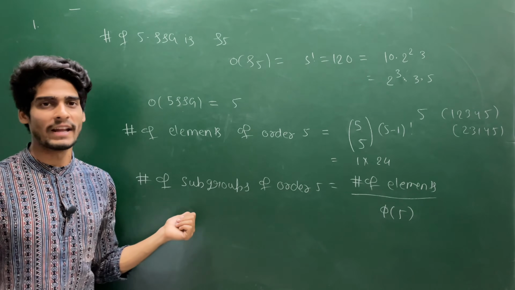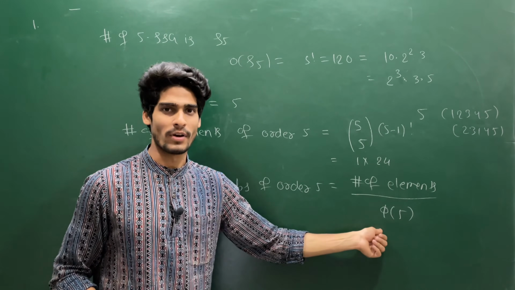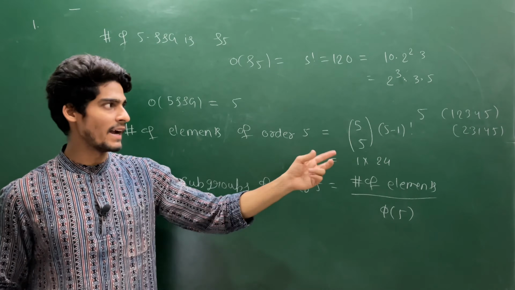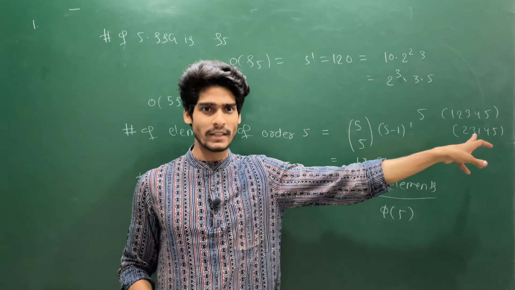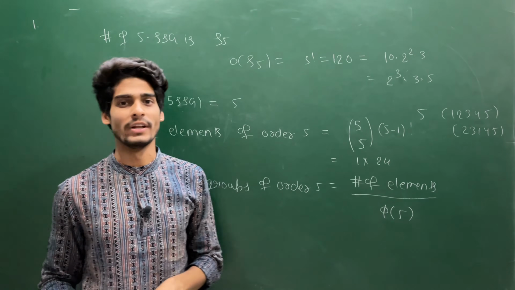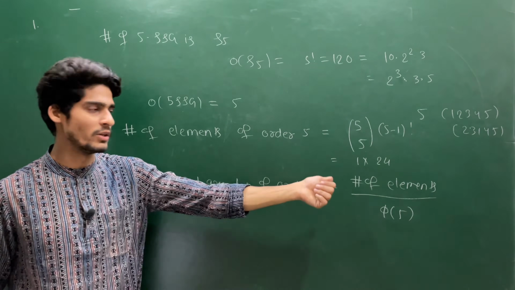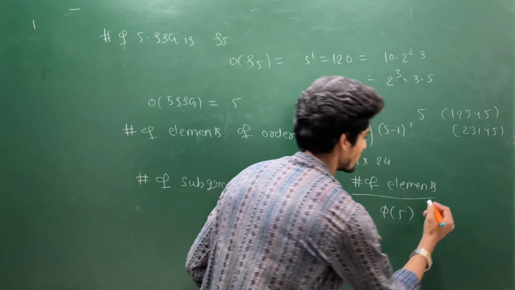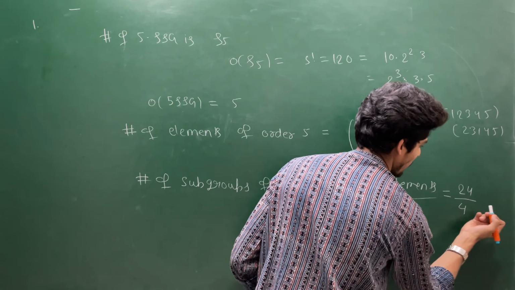To count the number of cyclic subgroups, we have the number of elements divided by phi of 5, because if I choose any element and take the generating set of that, I will have 5 minus 1 distinct elements, that is nothing but phi of 5. And in case of p, you can use this formula also. So this will give me 24 divided by 4.